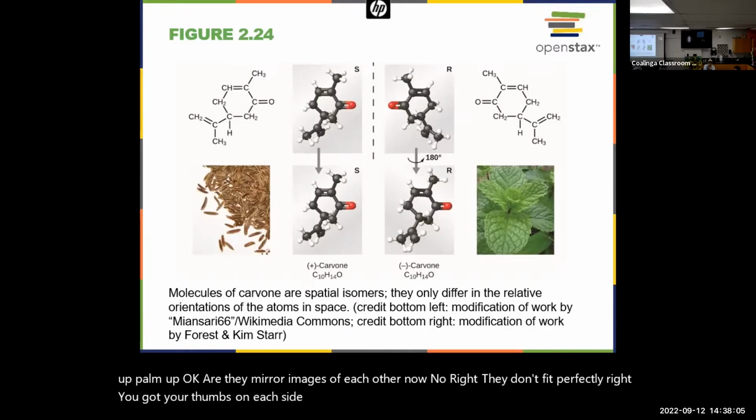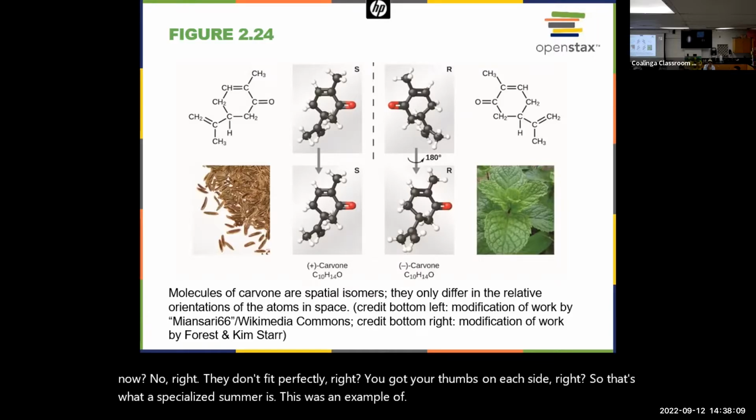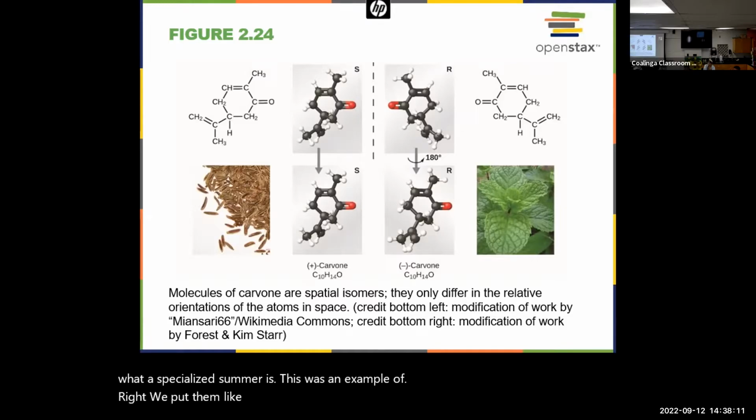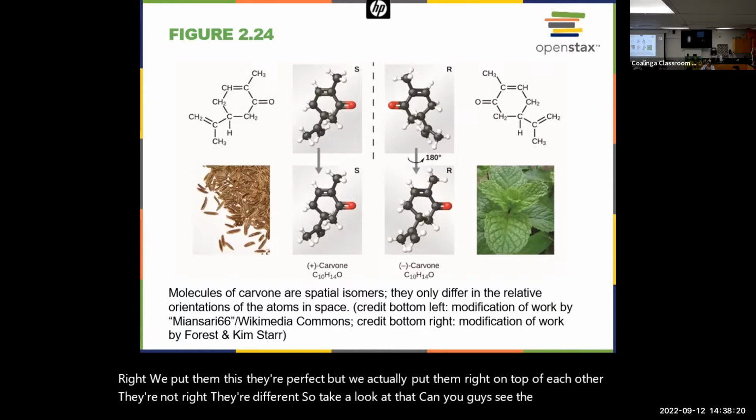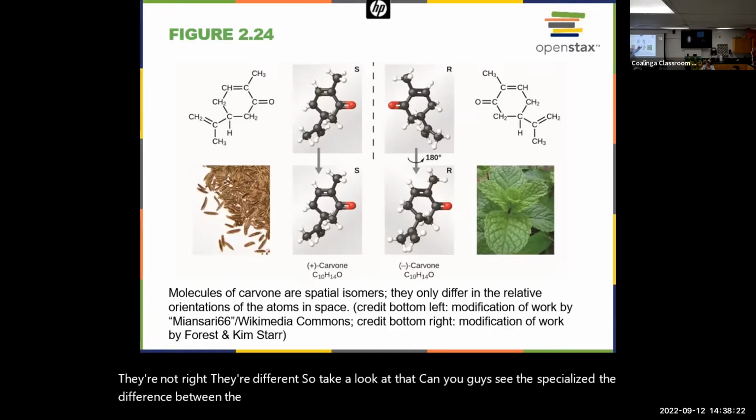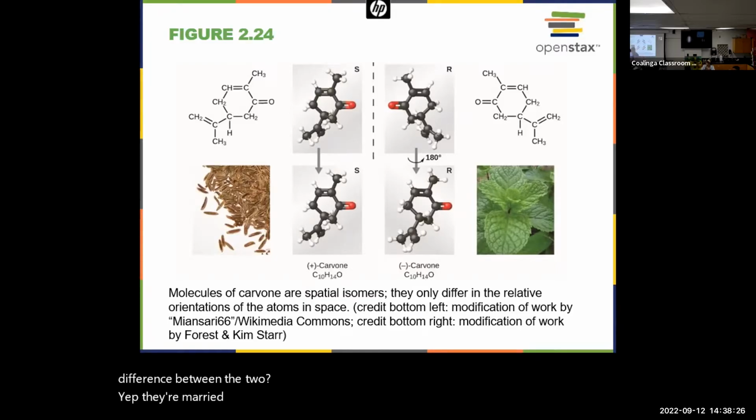So that's what a spatial isomer is. This is an example of a spatial isomer, right? We put them like this, they're perfect. But if we put them right on top of each other, they're not, right? They're different. So take a look at that. Can you guys see the spatial isomer, the difference between the two? They're mirrored, right? Okay, just like our hands.